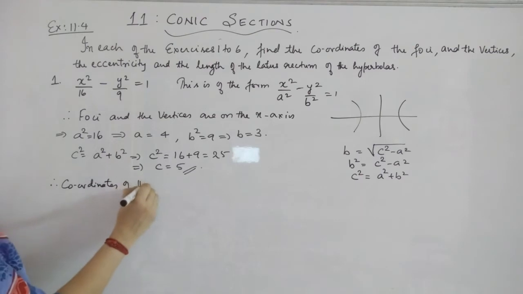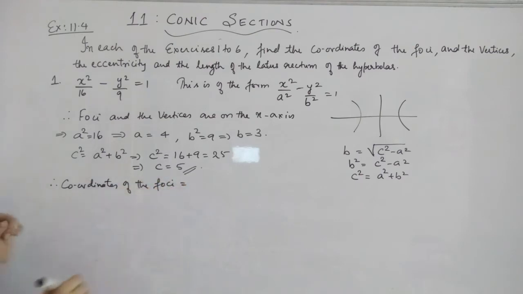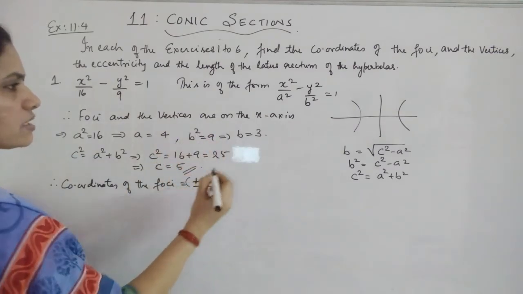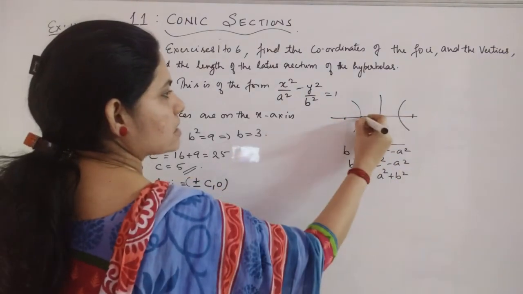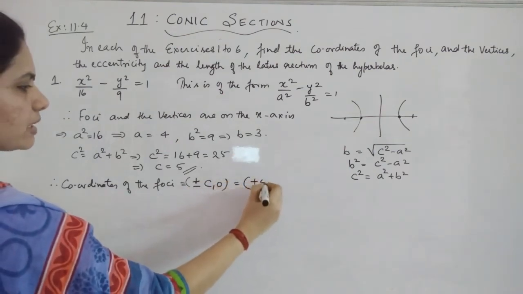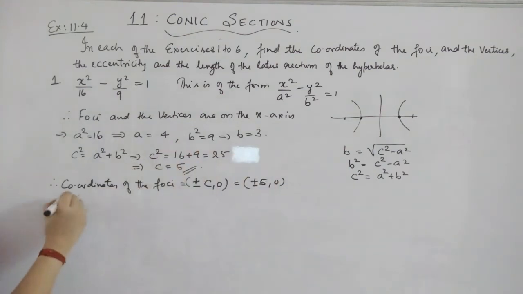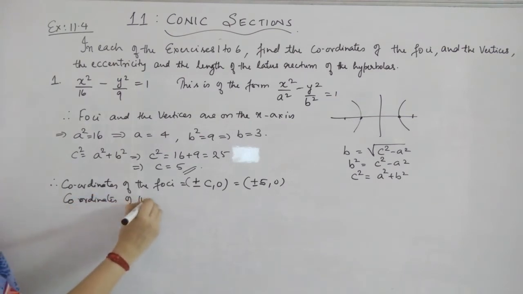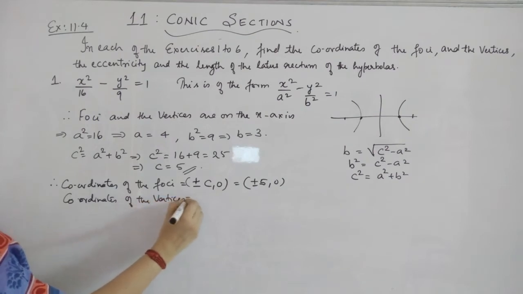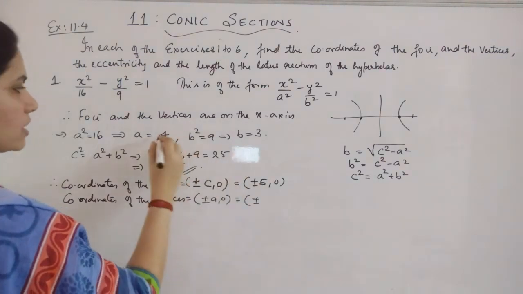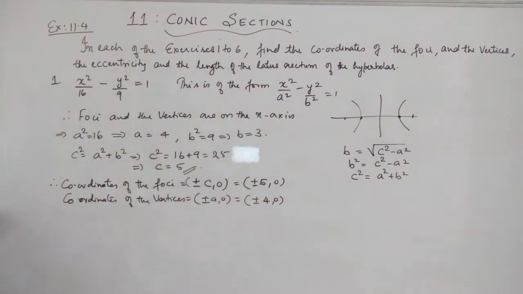Coordinates of the foci. What will be the form in this standard form? The foci's coordinates are plus or minus c comma 0, because the foci lie on the x-axis as well as the vertices. That means you will get plus or minus 5 comma 0. Now the coordinates of the vertices will be plus or minus a comma 0, which is equal to plus or minus 4 comma 0.